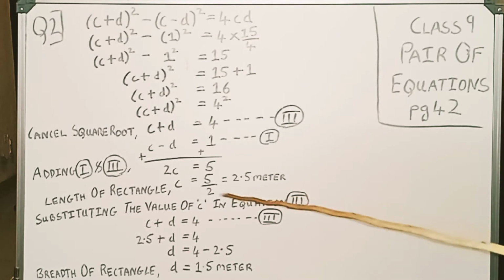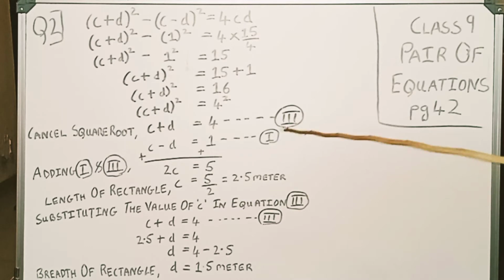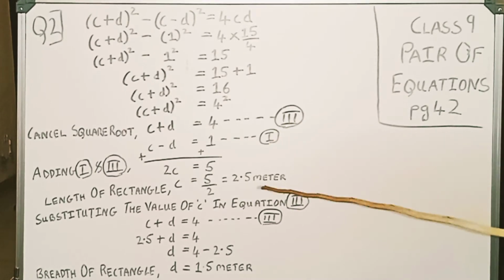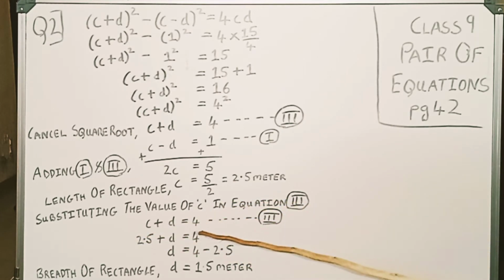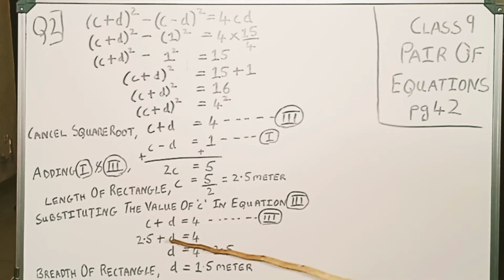Now you need to substitute this C value in any of equation 1, 2 or 3. I have selected equation number 3. So in equation number 3 you write down C plus D is equal to 4. Substituting the value of C, which is 2.5, instead of C you put 2.5 plus D is equal to 4. So D is equal to, when this is taken to the opposite side of the equal to, from plus sign it will be turned into minus. So 4 minus 2.5, you get D is equal to 1.5 meter. So you have got the breadth of the rectangle as 1.5 meter.